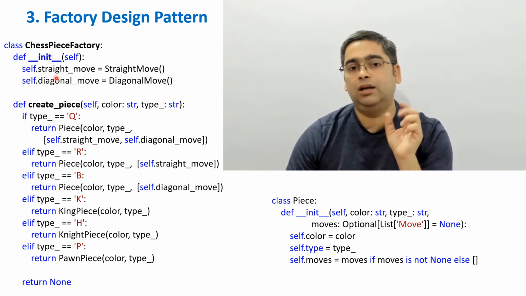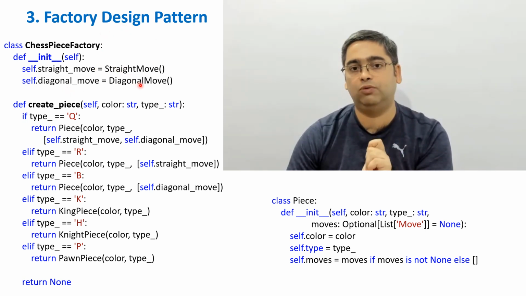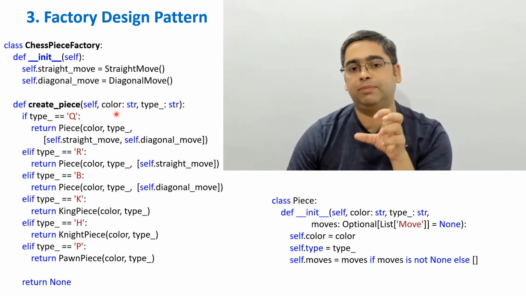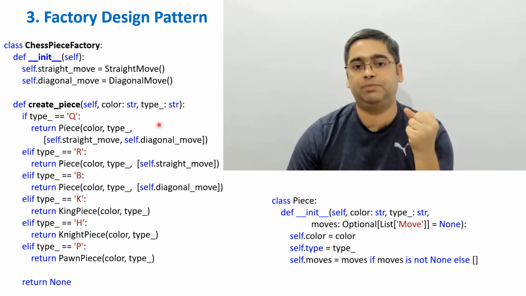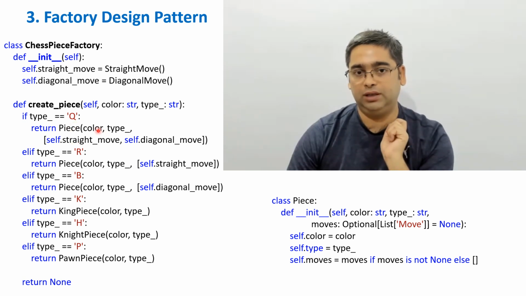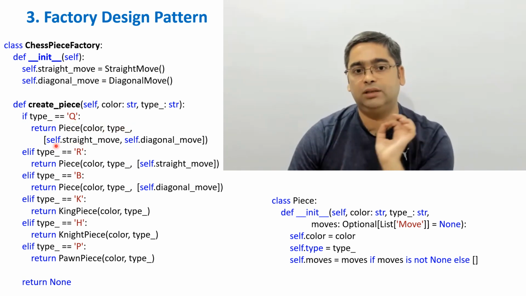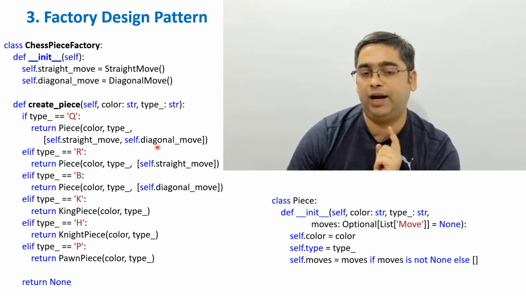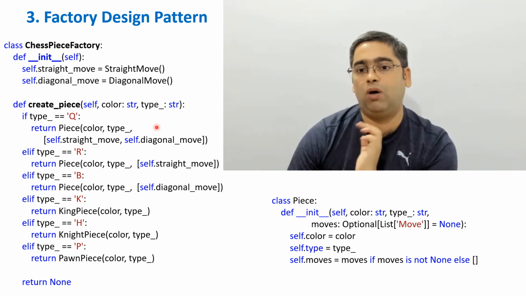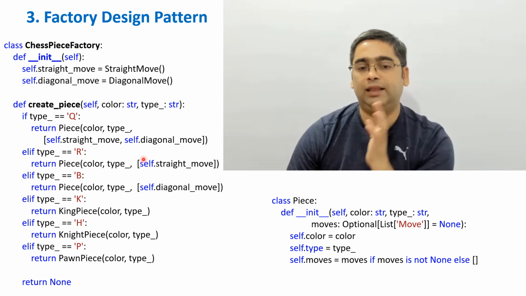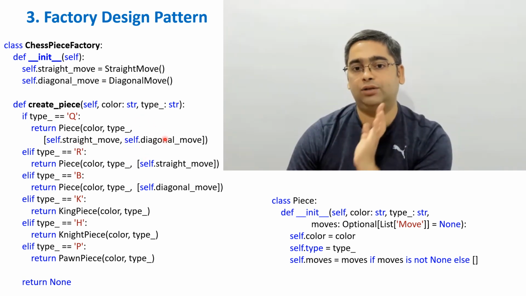So chess piece factory has basically initialized two move objects, one for the straight move and one for the diagonal move, and it will reuse them again and again. The create piece method takes a color and a type and it returns a chess piece object. Okay, so if the type is queen, color and type will be common across the pieces. For the queen, there are two types of moves: straight move and diagonal move. And if you remember, all the move classes implement the can move function, and that can move function is used. So a queen has got two types of moves.